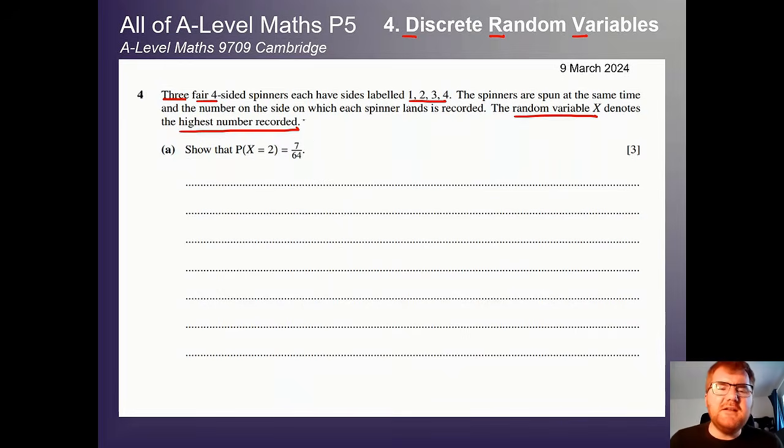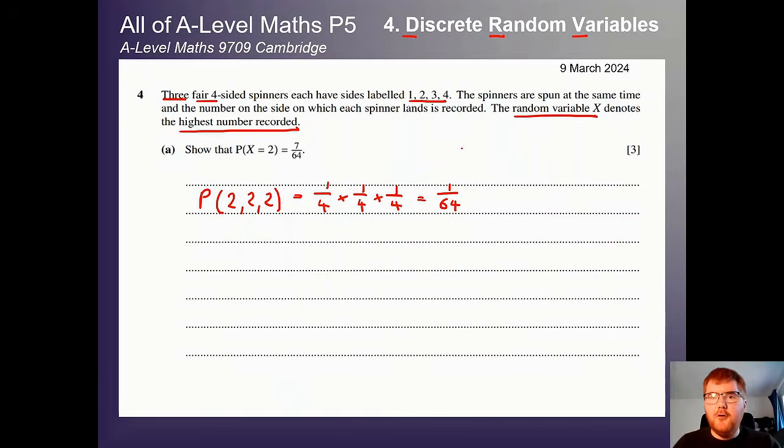So I think the best way to think about this is in terms of combinations. How can I have the highest number being 2 after the 3 spinners have been spun? Well, one possibility here is that we could have all 2s. We could get 2, 2 and 2. So the probability of that, well, the probability of a 2 would be 1 out of 4, and that would be the same for the other 2 goes. So we do a quarter times a quarter times a quarter. That gives us then 1 over 64.